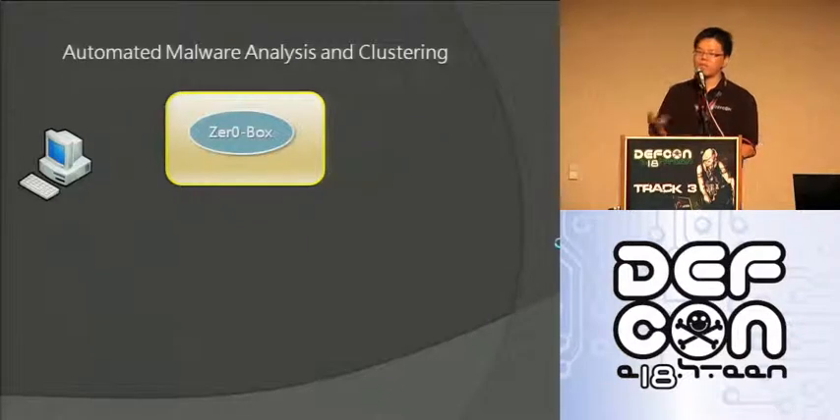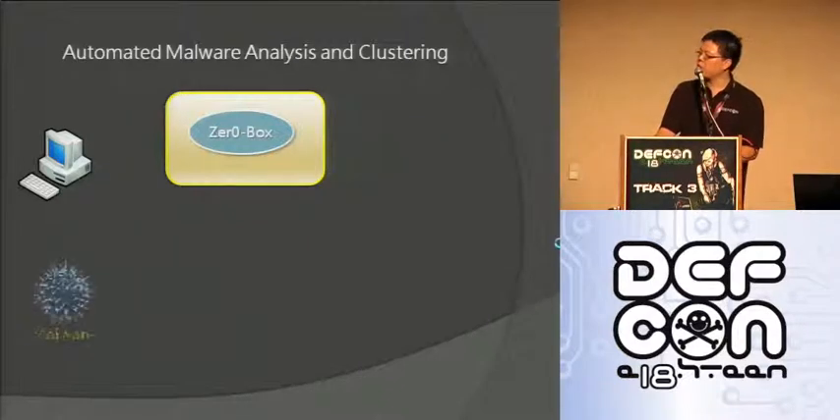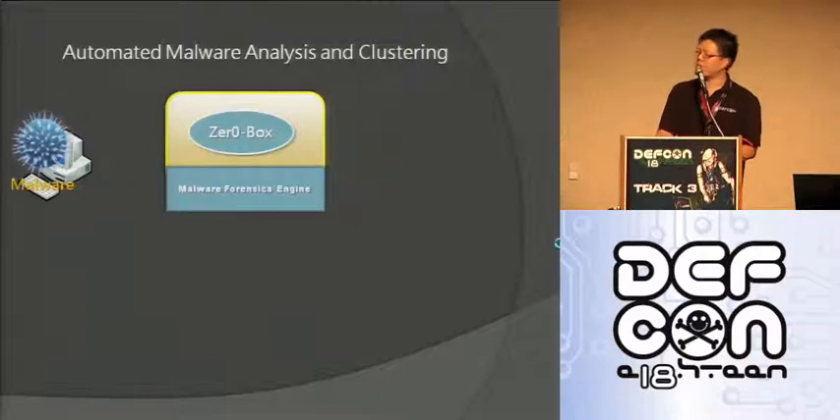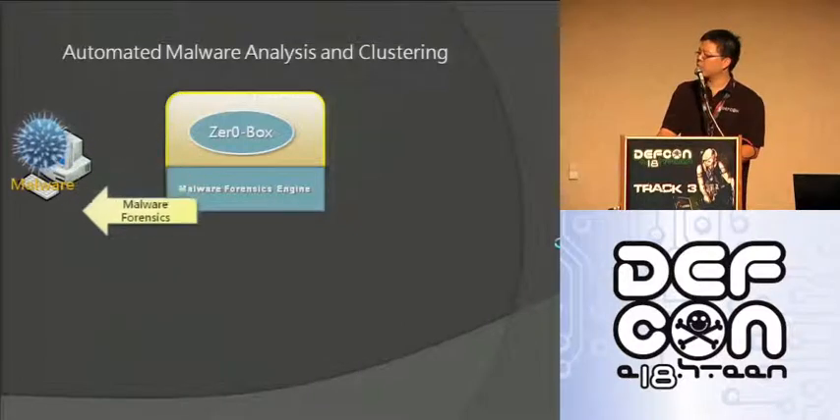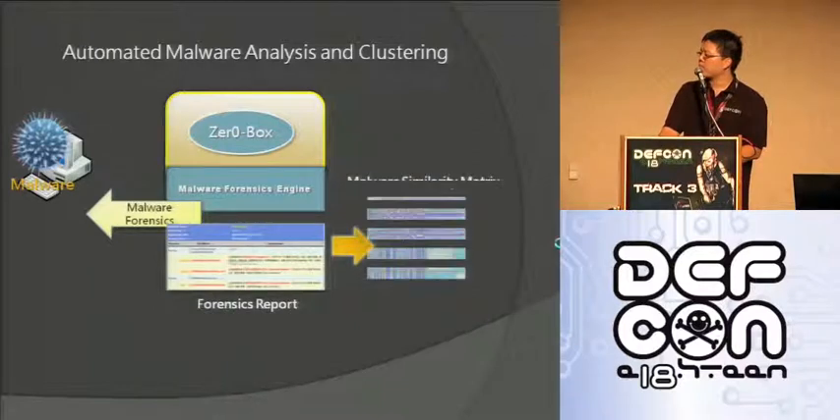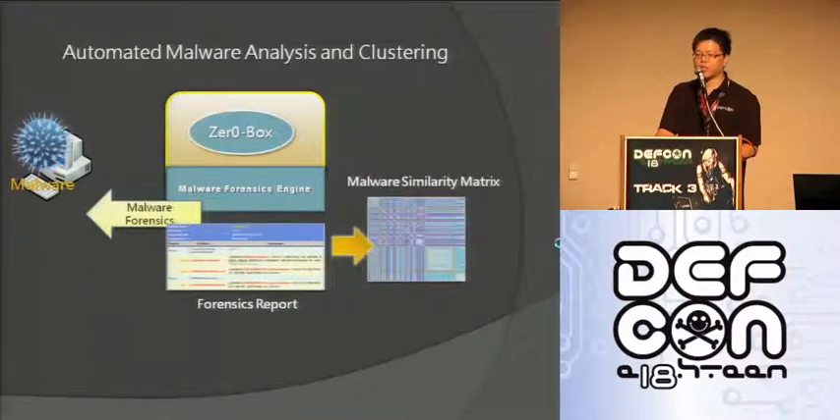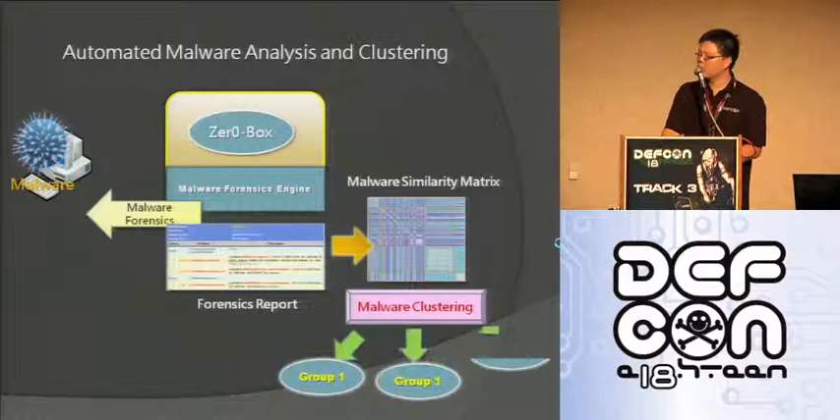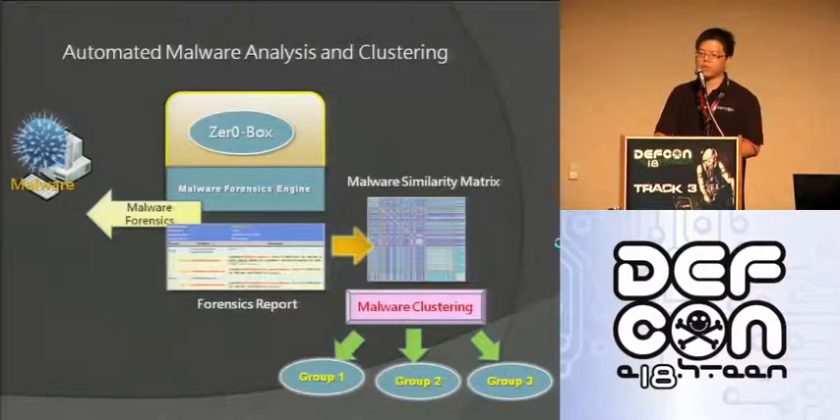And then we automate this process through our tool called ZeroBox. ZeroBox will scan all the malware samples that we have, make it execute, and then study it, get a report, and then come up with the matrix, and then do the clustering. And then you will be able to group them into different groups.